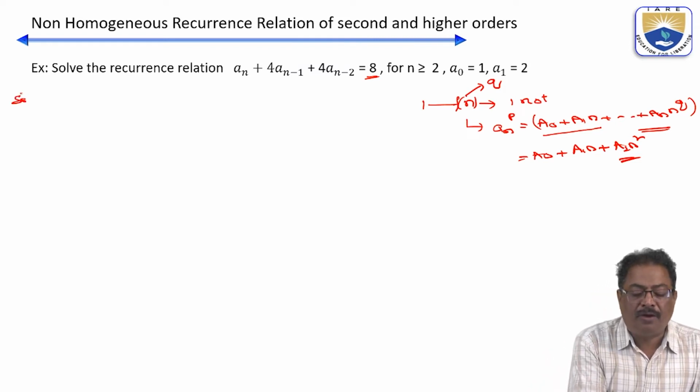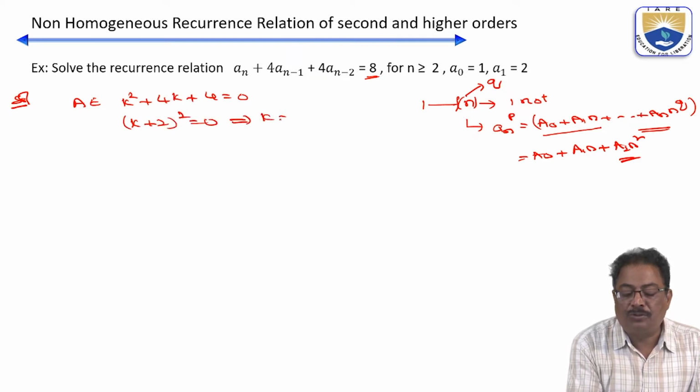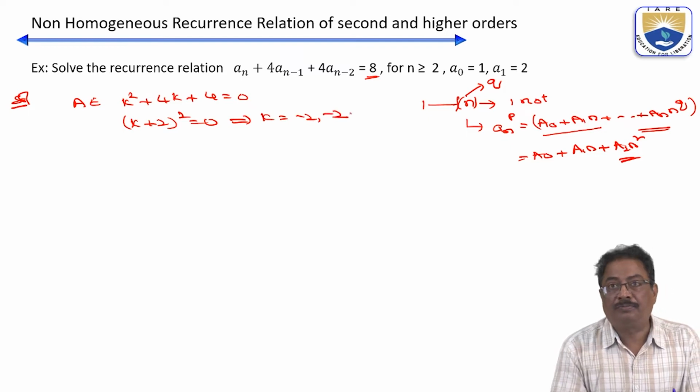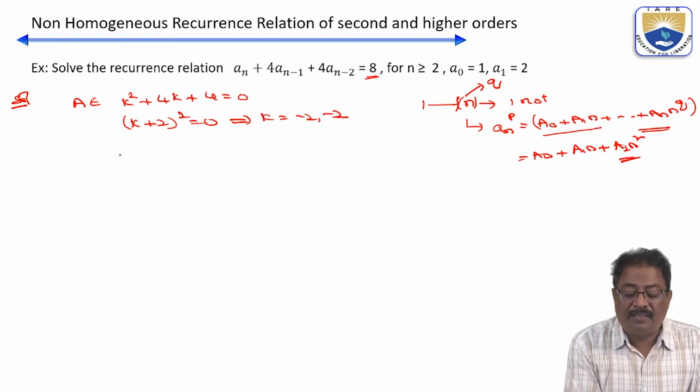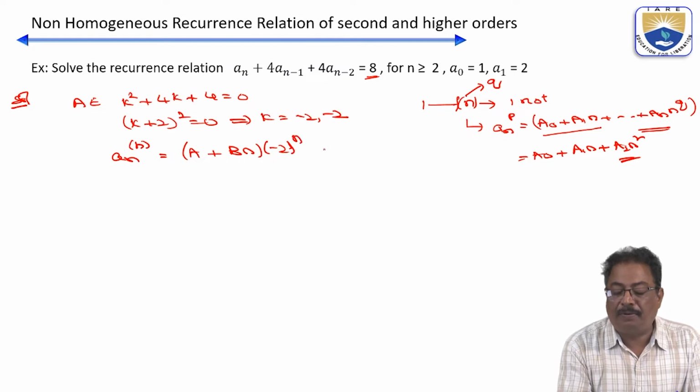Now, if I am going to solve this, here the auxiliary equation is k square plus 4k plus 4 equals 0. Then this becomes (k plus 2) whole square equals 0, so k equals minus 2, minus 2. Then the homogeneous solution is a_n^(h) equals (a plus bn) times (minus 2) to the power of n. It is a repeated root.